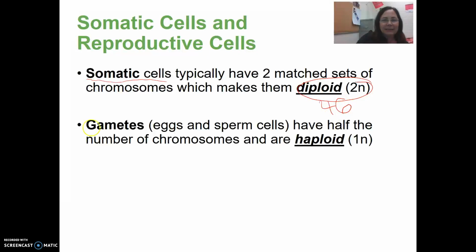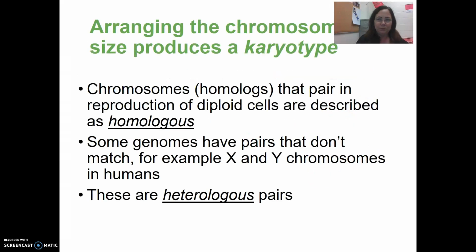In gametes, the gametes are the eggs in females and the sperm in males. They're going to have half the number of chromosomes, so we call them haploid, or 1N. And the haploid number for humans is 23. So in a human egg or a human sperm, there are going to be just 23 chromosomes, because the mom only gives half of her chromosomes and the dad only gives half of his chromosomes to form the offspring.